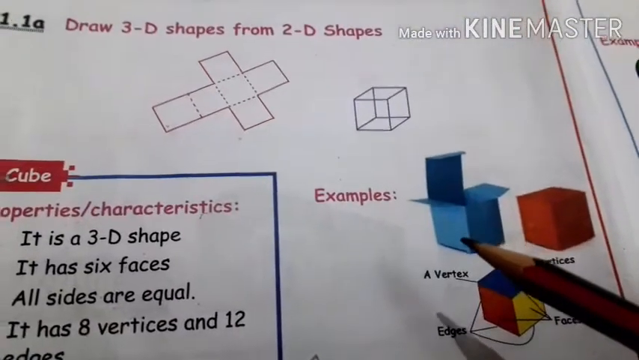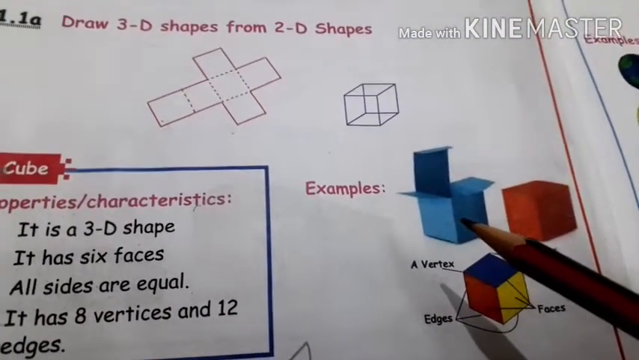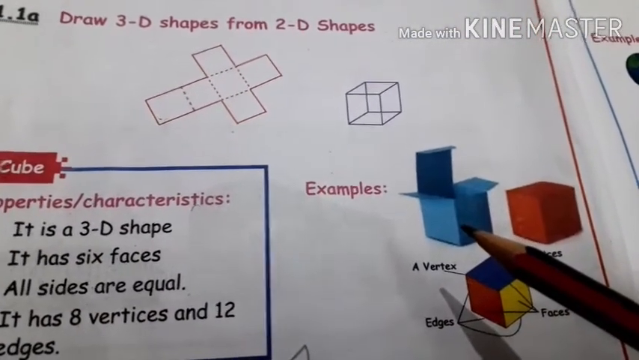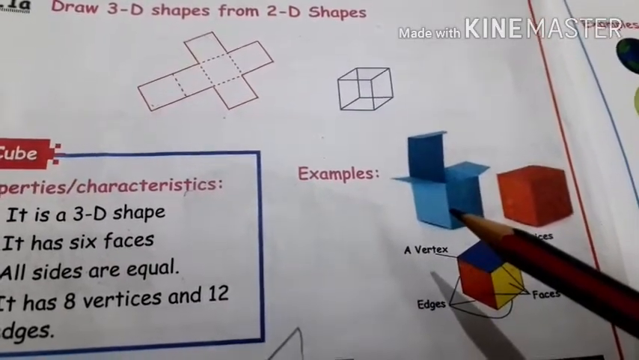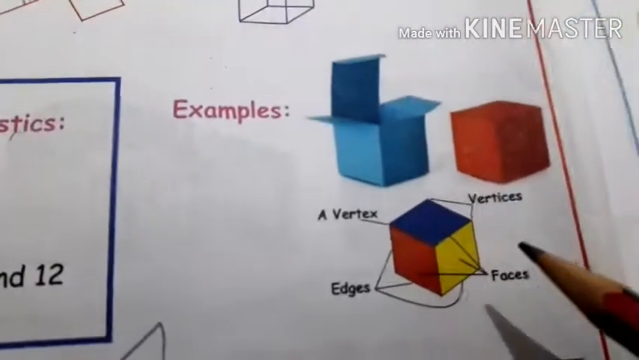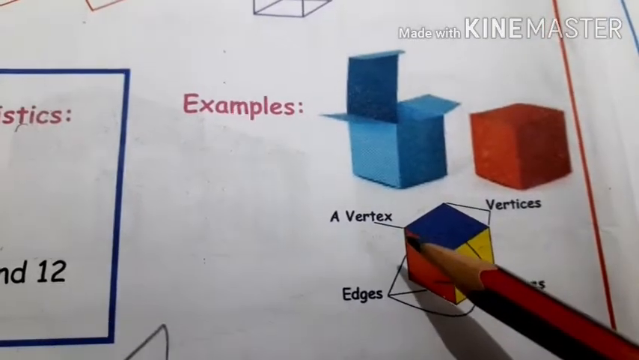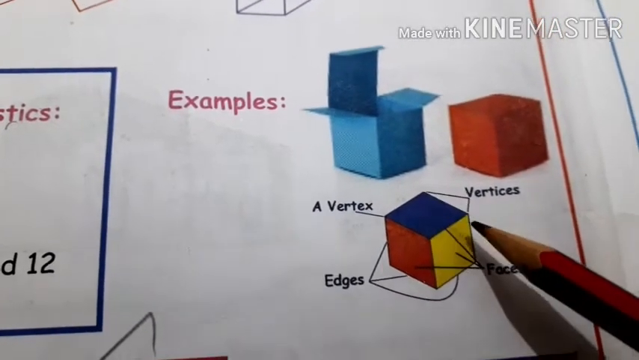Children, they are given an example. So they are shown one box. So it is a cube. If it is in square shape, it means cube. So in this, the vertex is this, the edge is this, and the vertices are this.